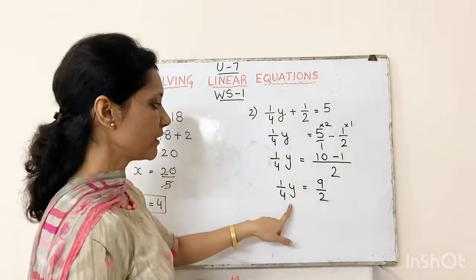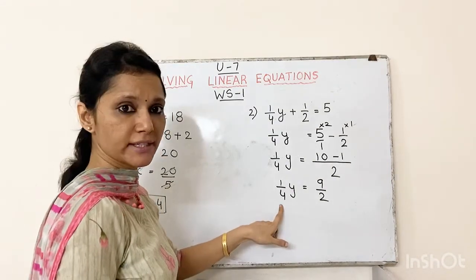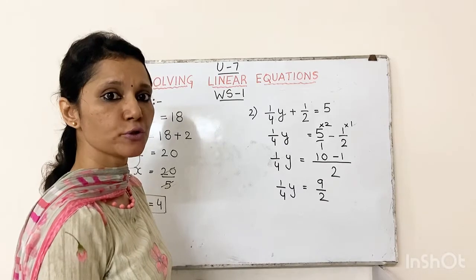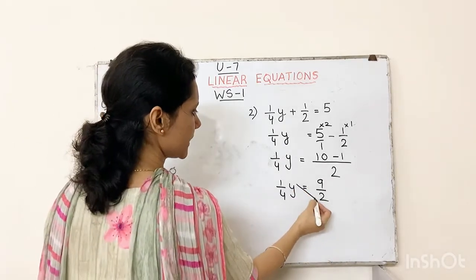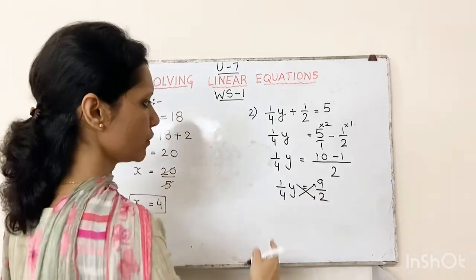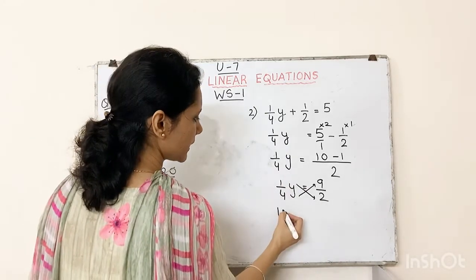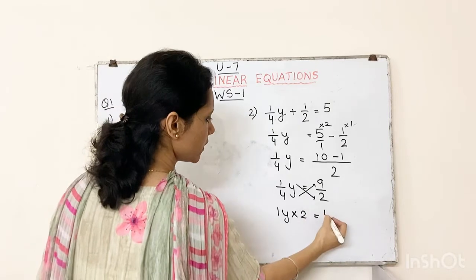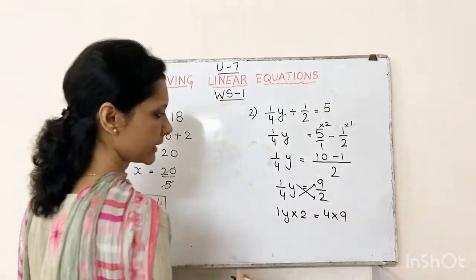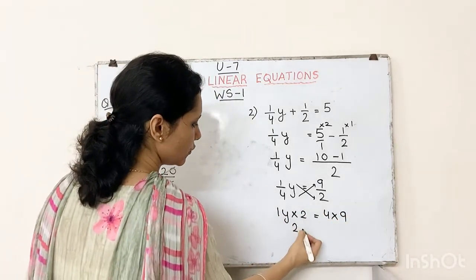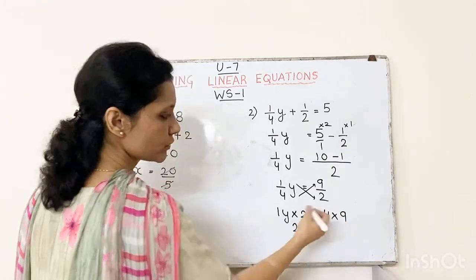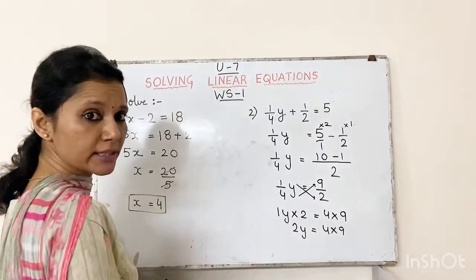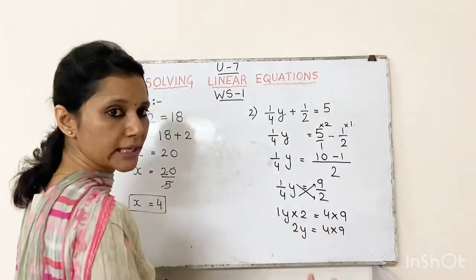Now whenever you have a fraction on the left hand side or the right hand side or both the sides, so what you should do is cross multiply. So let's cross multiply. So 1 upon y, 1y multiplied by 2 is equal to 4 multiplied by 9. So this becomes 2y is equal to 4 multiplied by 9. You can multiply it also, multiply 4 and 9 or leave it as it is.